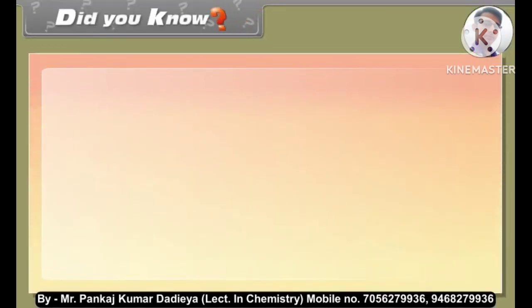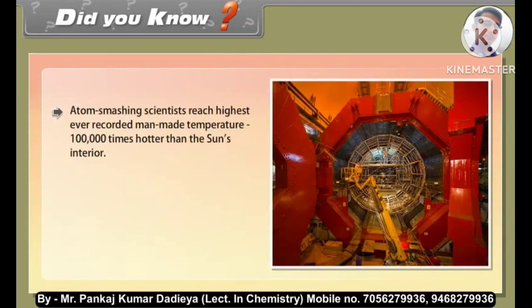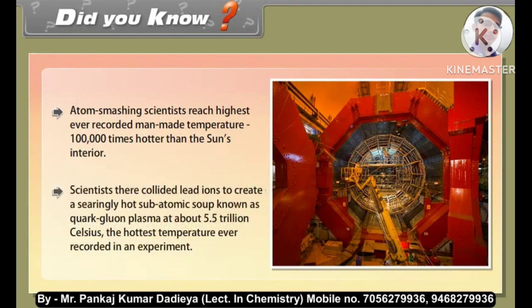Did you know? Atom-smashing scientists reach highest ever recorded man-made temperature, 1 lakh times hotter than the sun's interior. Scientists there collided lead ions to create a searingly hot subatomic soup known as quark-gluon plasma at about 5.5 trillion Celsius, the hottest temperature ever recorded in an experiment.